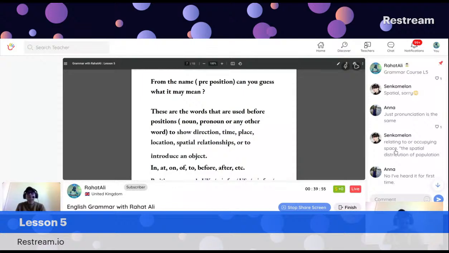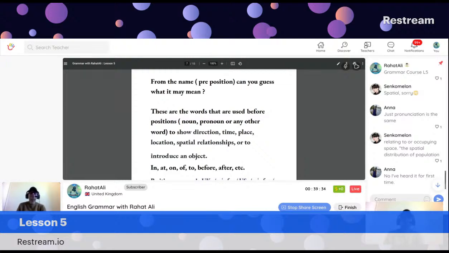Okay, Anna says you have heard it for the first time. Okay, spatial is relating to occupying space. Yes, that's right. Space, size, or sometimes we call it space, size, or area.